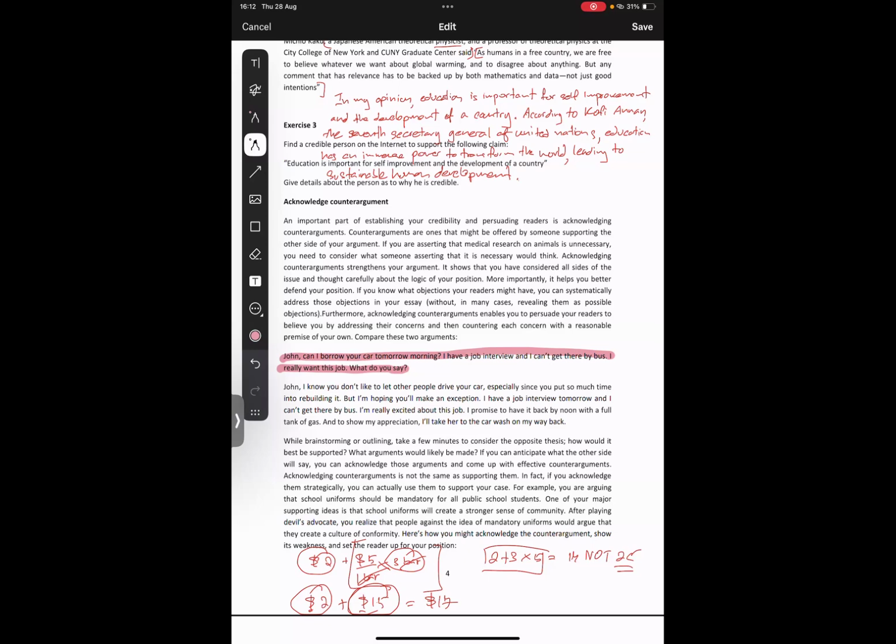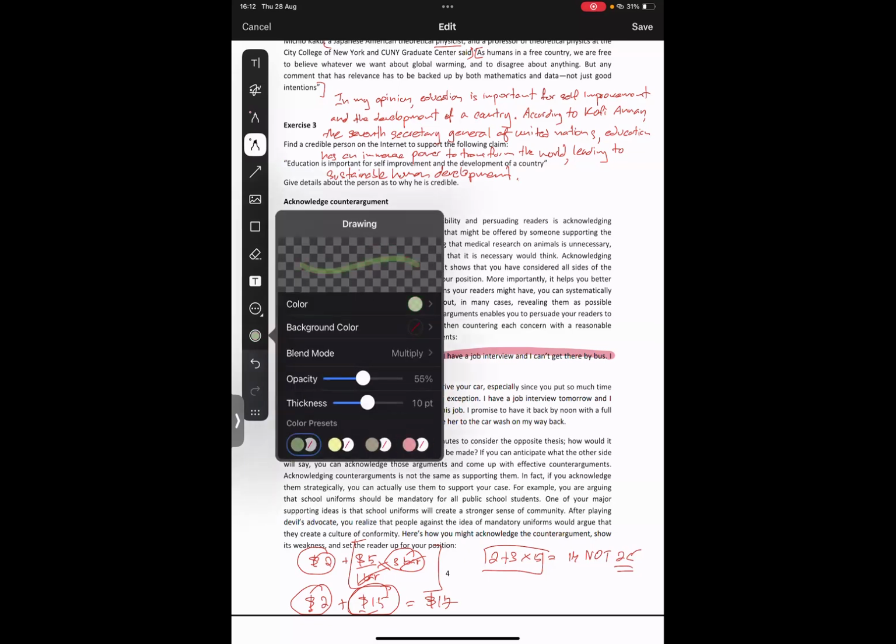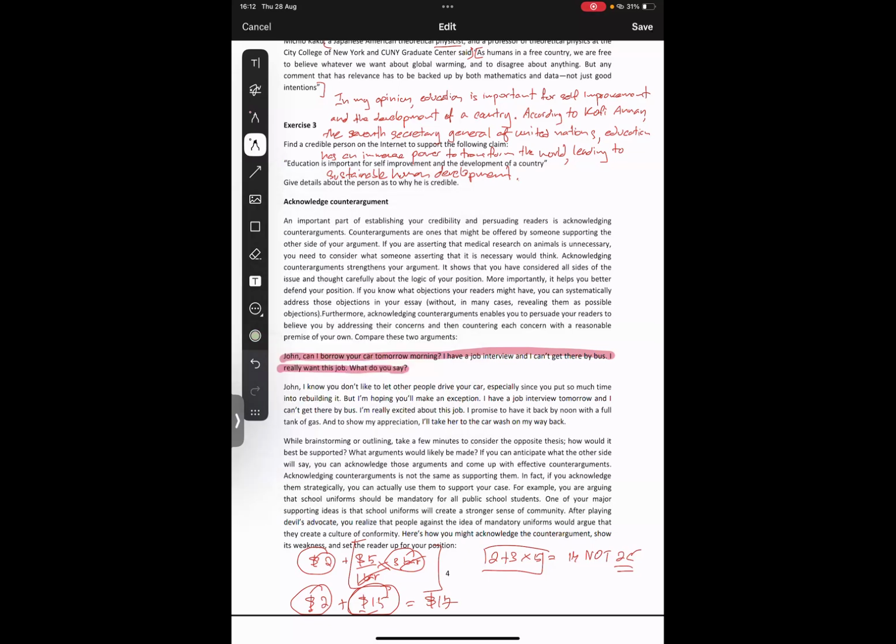Let's try another example. Same thing. This guy wants to borrow a car from John, but this is the way he says it: "John, I know you don't like to let other people drive your car, especially since you put so much time into rebuilding it, but I'm hoping you'll make an exception. I have a job interview tomorrow and I can't get there by bus. I'm really excited about this job. I promise to have it back by noon with a full tank of gas. And to show my appreciation, I'll take her to the car wash on my way back." Now you see the difference, okay?